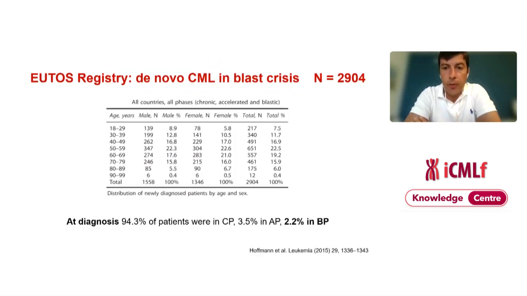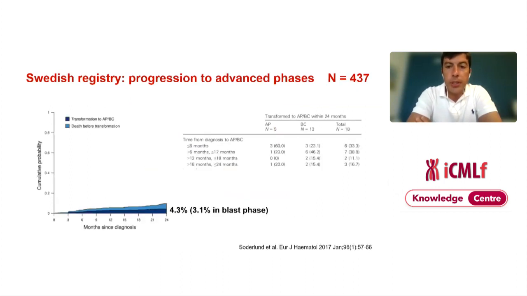What about the incidence of blast phase CML? If we consider de novo patients, so patients with a new diagnosis of CML, only a small proportion of patients has a diagnosis in blast phase, approximately 2% of patients. If we consider patients progressing to advanced phase while on treatment, once again, the percentage of patients with progression to accelerated or blast phase is very low, 3% at 2 years, according to the Swedish registry. So CML blast phase is a very rare situation.